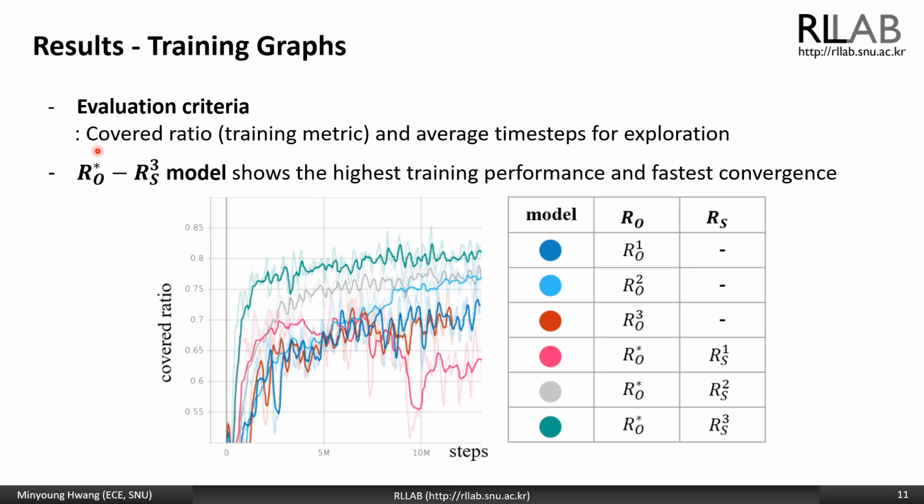Now, let's look at the training graphs. The colors are matched with the reward functions used for models, and this graph shows that the green one, which corresponds to the combination of RO star and RS3 model, shows the highest training performance and fastest convergence.